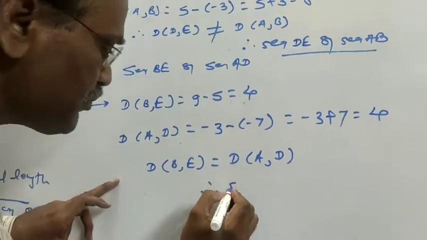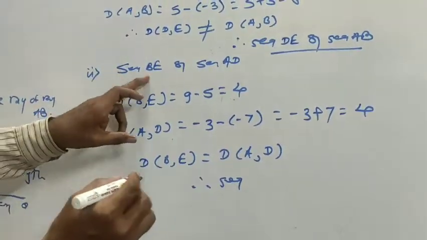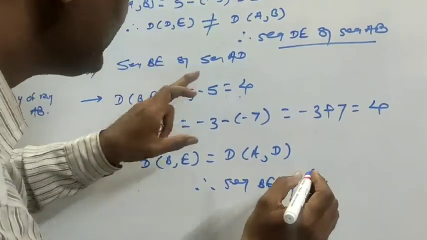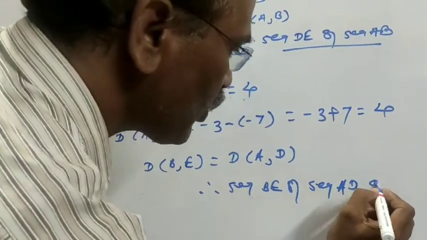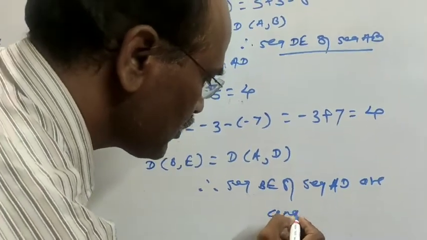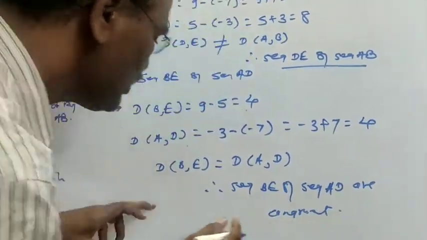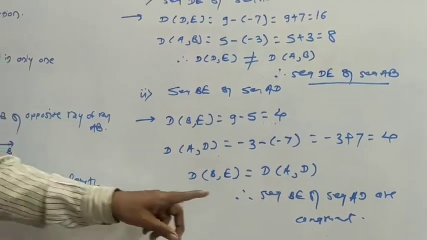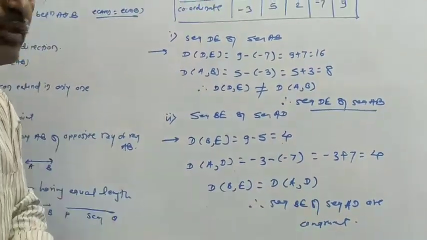Therefore, segment BE and segment AD are congruent segments. Why are these congruent? Because their distances are equal, meaning equal length. Therefore, these two segments are congruent segments. Okay.